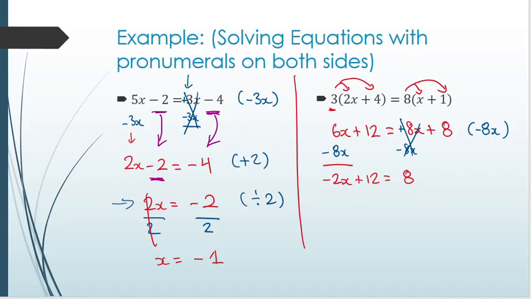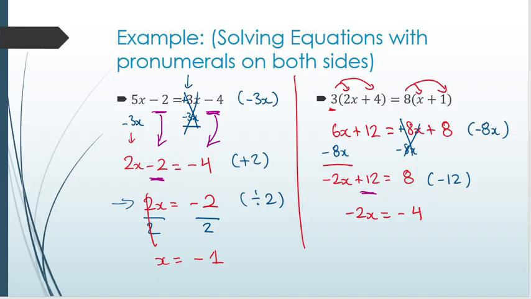Now you just carry on with what you're quite used to, okay? Isolate the variable of x. As you can see here, plus 12, I can easily get rid of by minusing 12. If I do that, I'm left with negative 2x equals negative 4, because 8 minus 12 is negative 4, that's why.